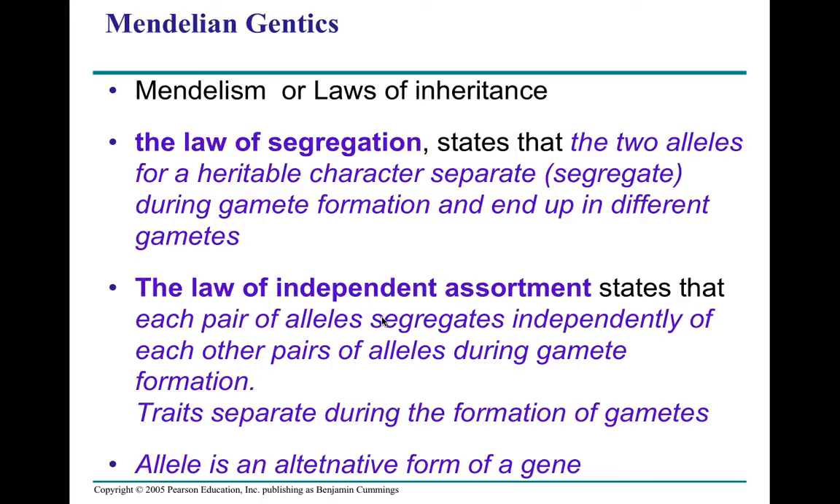Definition of allele: it is an alternative form of a gene. In case of flower color, for purple flower color, one allele, and its alternative form will be white flower color. For yellow garden pea, yellow color garden pea, its allele would be green color allele for garden peas.